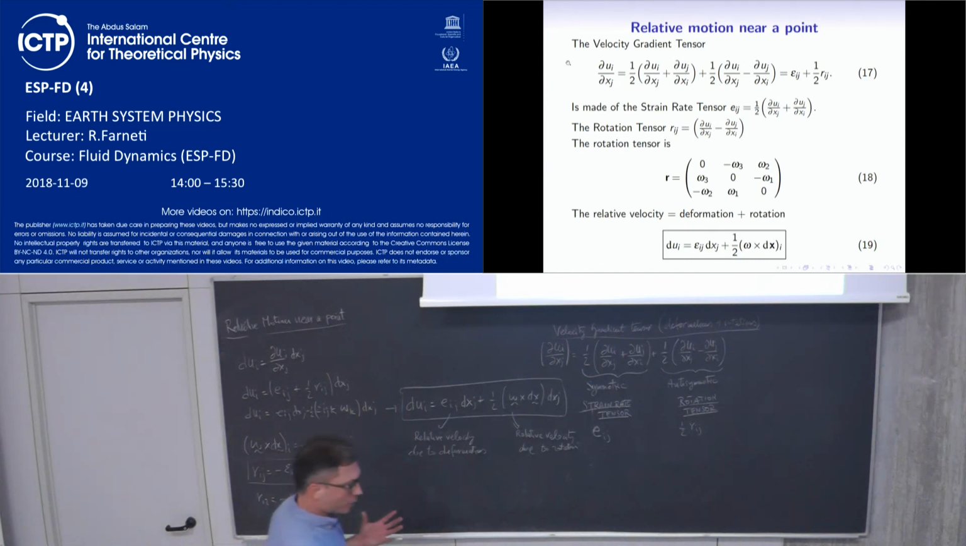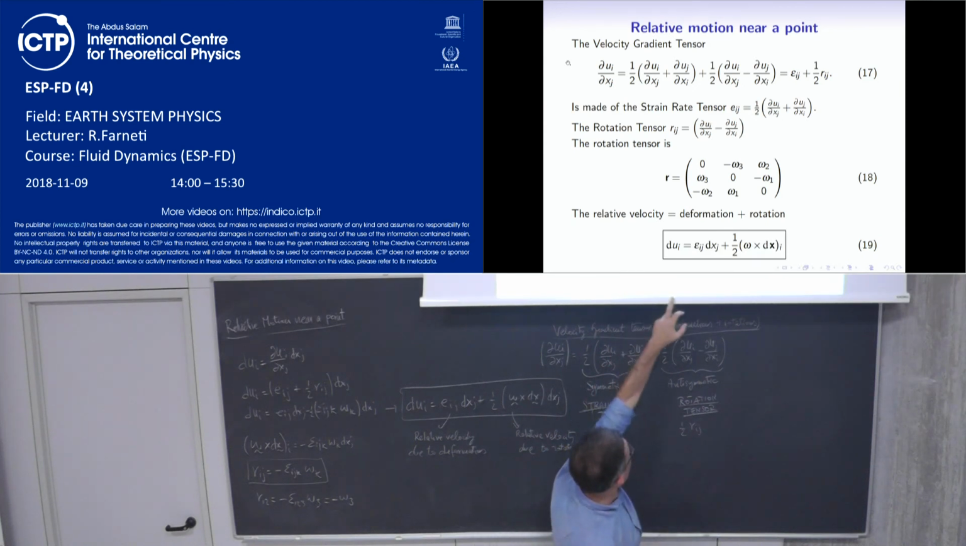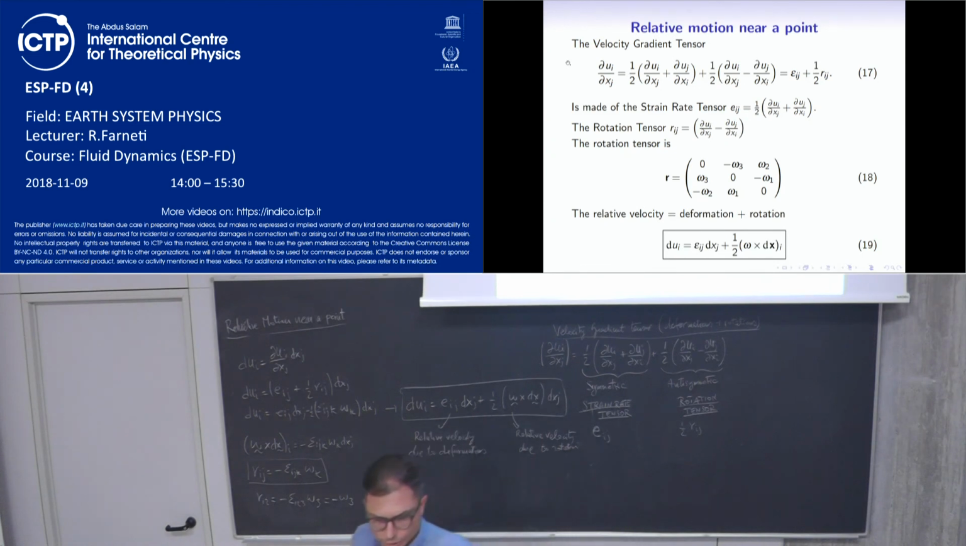So that the velocity gradient tensor, we just talked about the diagonal terms that were the linear strain rates. Actually, the velocity gradient tensor has everything in it. The velocity gradient tensor is made of the strain rate tensor, so all the deformations, linear or shear, plus all the rotation associated to this relative velocity. Okay. So your relative velocity is going to be the strain rate tensor plus the rotation.